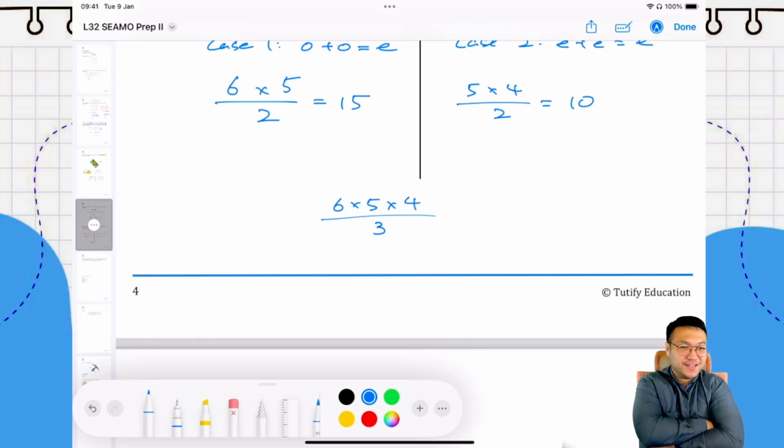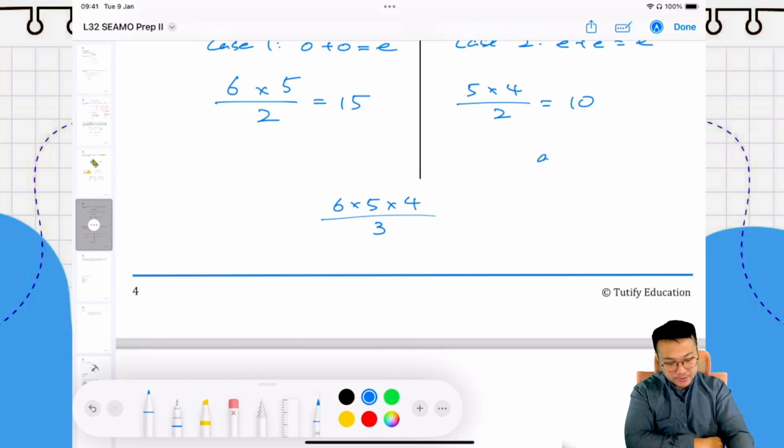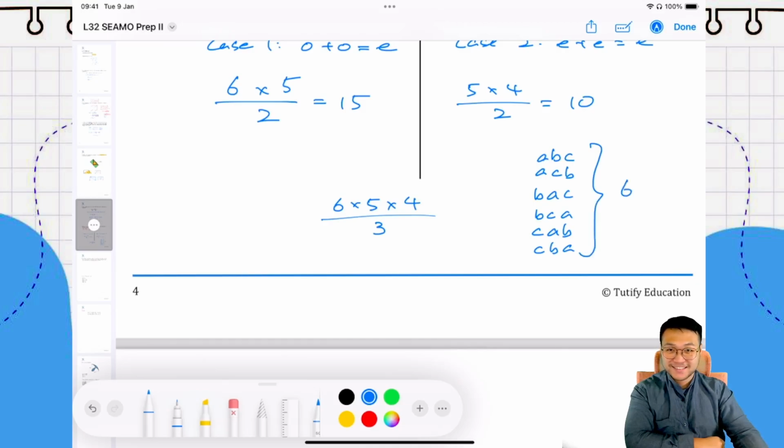Who can tell me what should I divide if the order does not matter? Vedant. Yes. What should I divide? 2. Wrong. How many ways are there for me to arrange three different numbers? 3 different ways. Huh? How many ways? 6 ways, Vedant. Okay. So since there's 6 ways to do this, I divide by 6. Why you keep saying 2?